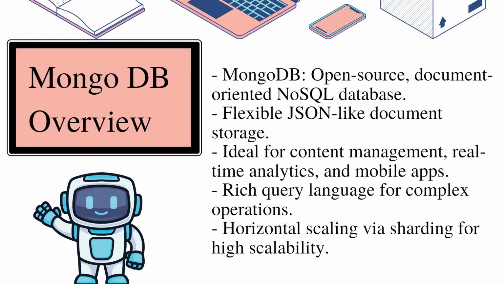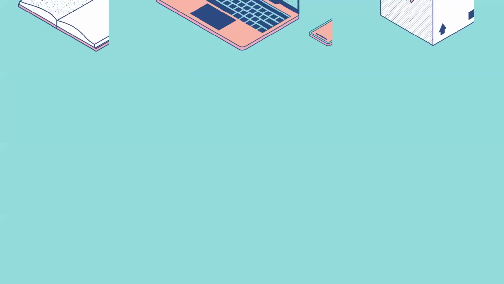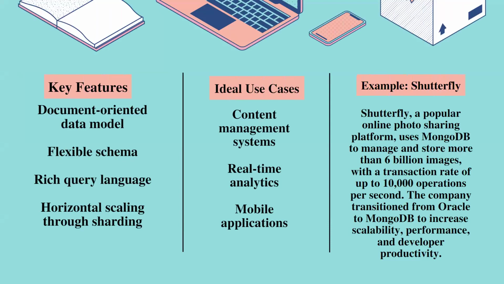So, first is MongoDB. MongoDB is an open source document-oriented NoSQL database, known for its flexibility in storing data as JSON-like documents. Now, if we talk about key features and ideal use cases, MongoDB is highly scalable, supporting horizontal scaling through sharding. Its rich query language allows for complex queries and aggregation operations, making it a popular choice for content management systems, real-time analytics, and mobile applications.